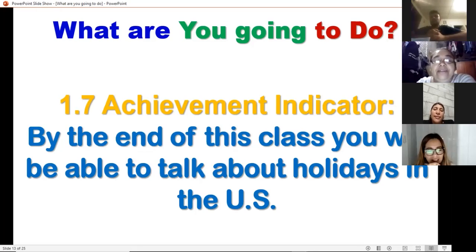1.7 achievement indicator. By the end of the class, ustedes van a ser capaces de hablar sobre los días feriados en los Estados Unidos. Hay muchos días feriados, pero yo solo incluí los más importantes o los que se escuchan acá, aquí en El Salvador, los que sabemos que se celebran allá. Veamos.